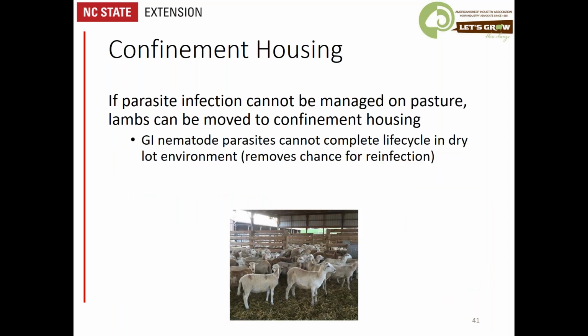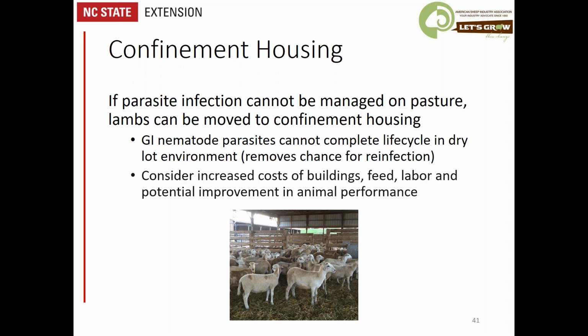And then lastly, confinement housing. If we just can't get parasites under control, if nothing is working, we can move those lambs to a confinement housing type situation. These gastrointestinal nematodes generally cannot complete their life cycle in a dry lot environment. Unless they're eating a lot of their bedding, the opportunity for reinfection is really not there. And so we can get the parasite burden under control by just getting them in a dry lot, getting them inside, and getting them away from the worms.